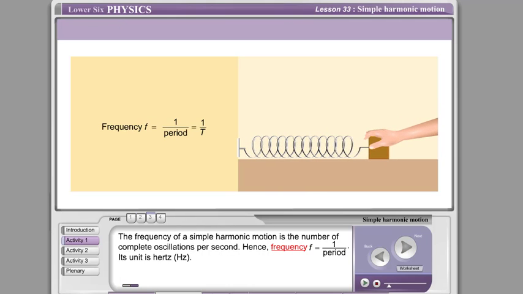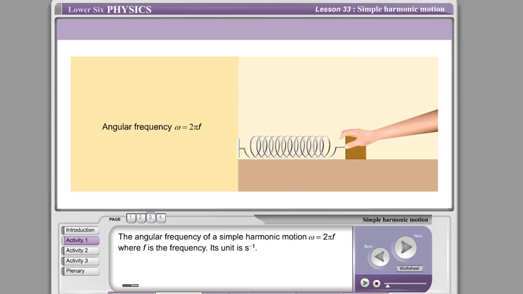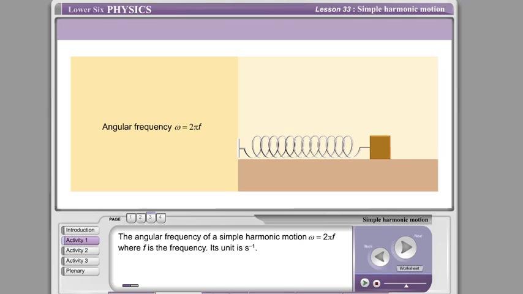The frequency of a simple harmonic motion is the number of complete oscillations per second. Hence, frequency f equals 1 over period. Its unit is Hertz. The angular frequency of a simple harmonic motion omega equals 2 times pi times f, where f is the frequency. Its unit is per second.